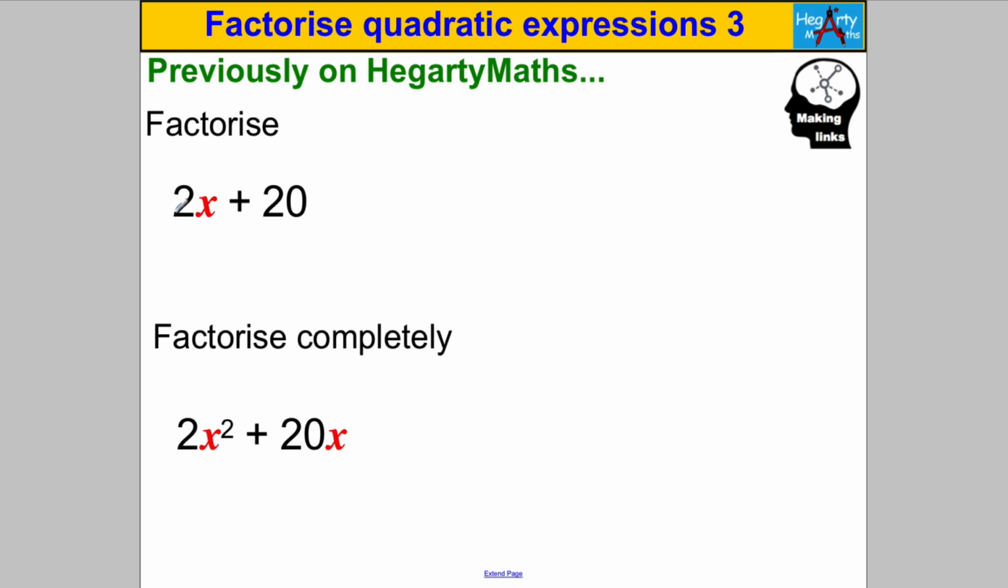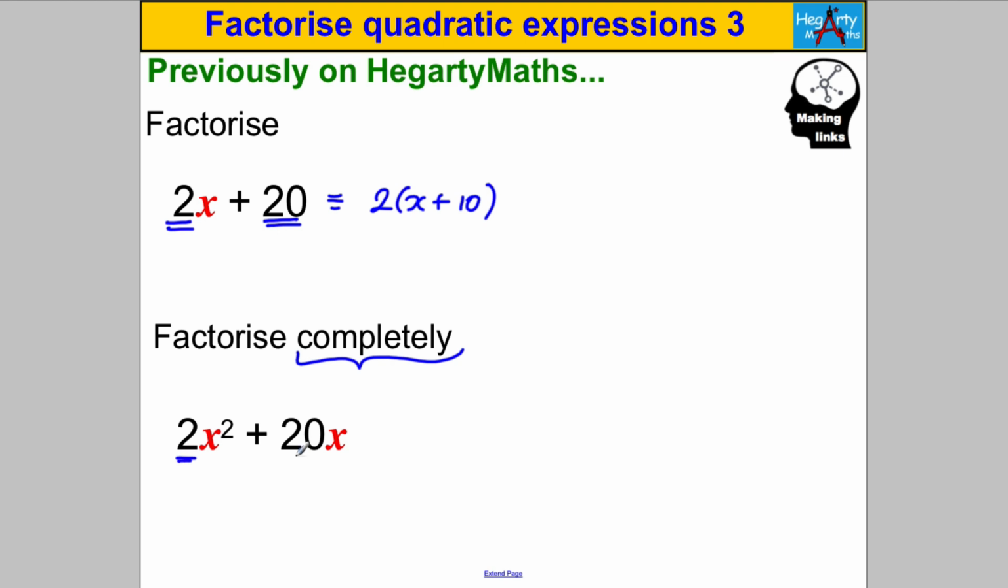Well, in the first case, I would have expected you to look at the numbers 2 and 20, decide the highest common factor, which is 2, factorise that out. There's an x here but no other algebra here, so we'd have x add 10. And here, the difference was the word completely. That gave you a hint that not only do you have to factorise out some number, but also some algebra.